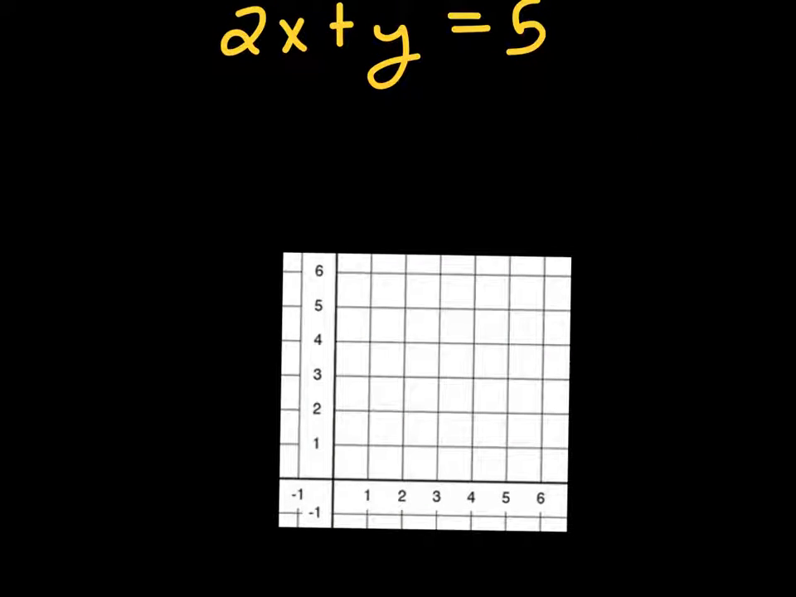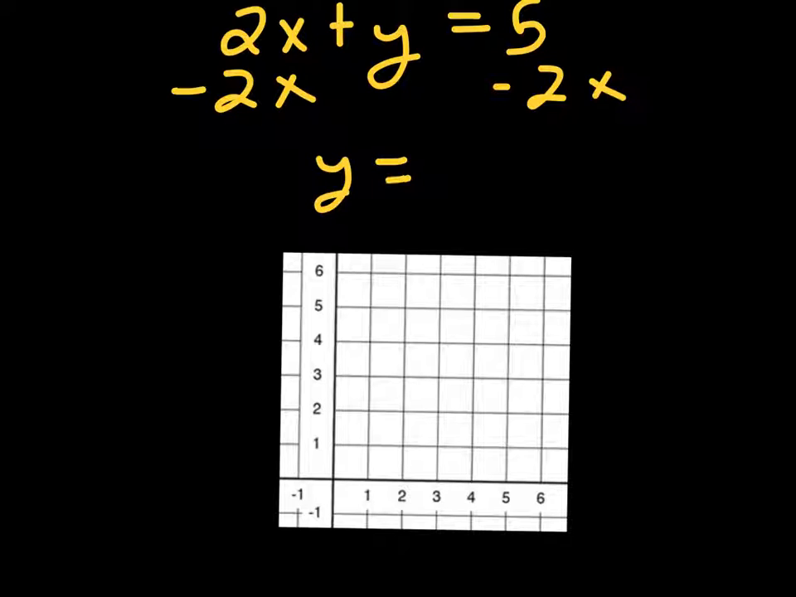All right, just for practice, here's another one. Pause the video, work it out, and see if you get the right answer. All right, what I would do is put this into slope-intercept form, which means subtracting 2x from both sides to get y by itself. And I'm left with y equals negative 2x plus 5. That's a positive 5. My y-intercept is 5.